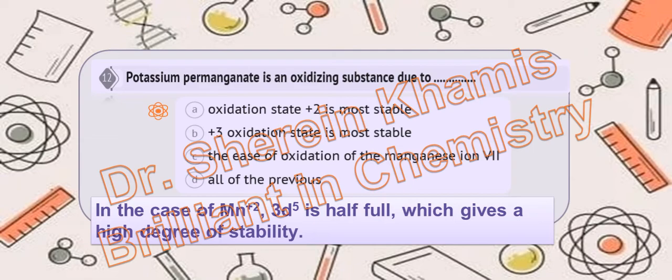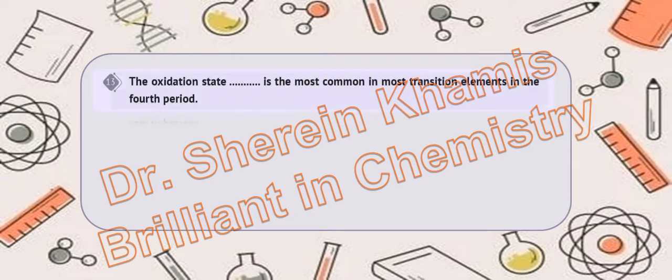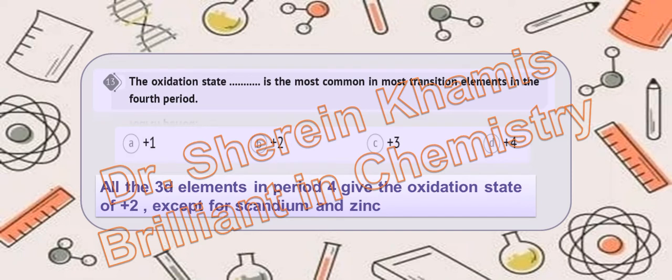Let's go to question 13. Question 13 says, what is the most common oxidation state in most transition elements in the fourth period? In the fourth period, the oxidation states we have are +1, +2, +3, and +4. If we concentrate on the most common, all the 3d elements in period 4 give the oxidation state +2, except two elements only: scandium and zinc. So the right answer here will be letter B, +2.